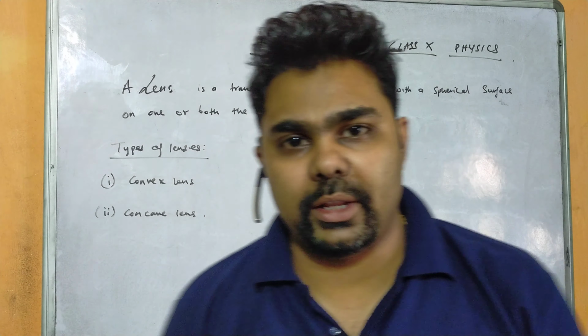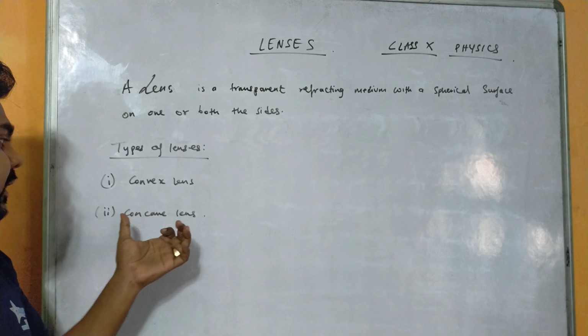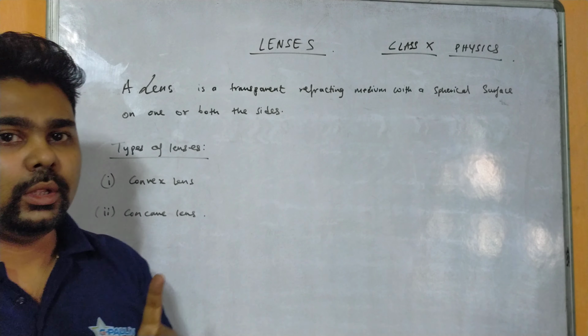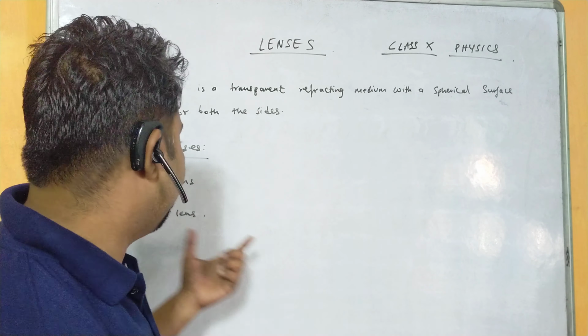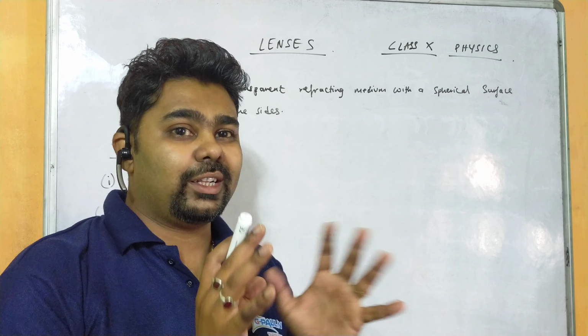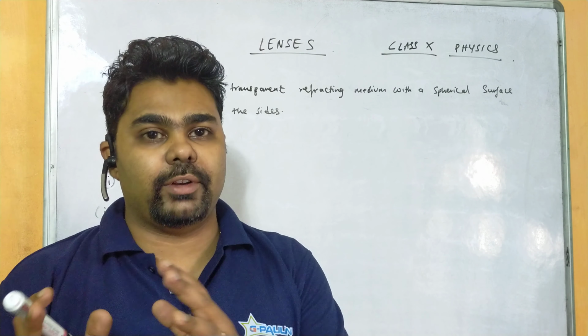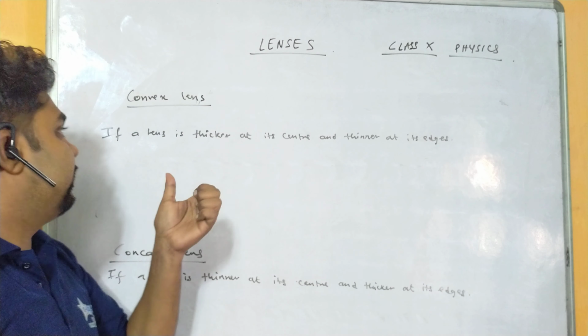Now there are two types of lens. One is said to be a convex lens and one is said to be a concave lens. But you note, convex lens is also known as converging lens, whereas concave lens is also known as diverging lens. And we'll see what are the different types of convex lens and what are the different types of concave lens.